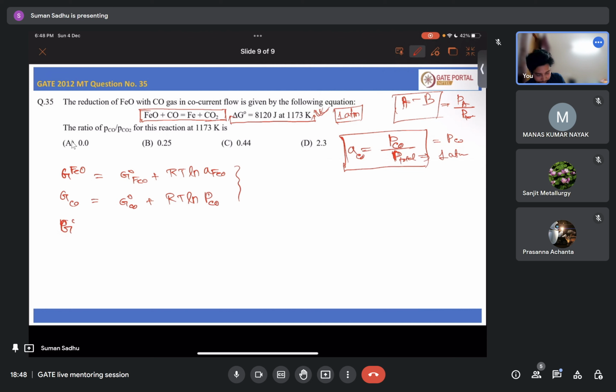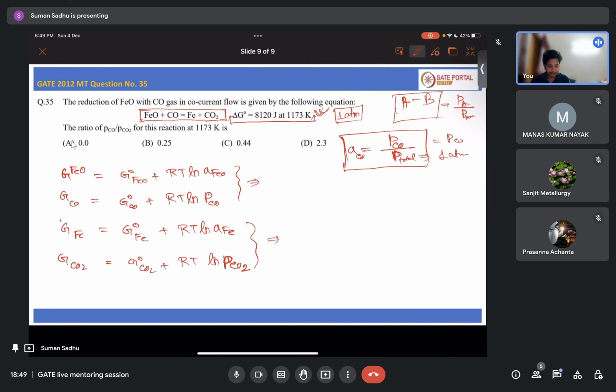G of Fe, this is not G naught, this is G of Fe, is equal to G naught of Fe plus RT ln activity of Fe, and again for CO2 also, G naught CO2 plus RT ln activity of CO2. For gas, you can write activity in terms of partial pressure. So these are the reactant and these are the product.